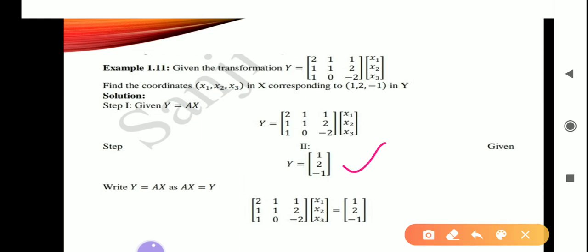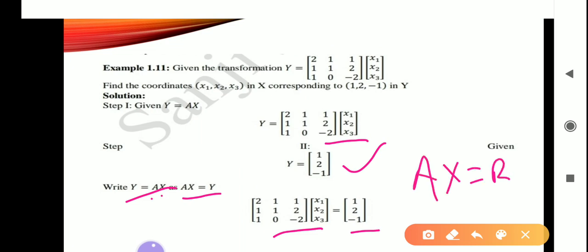So if we write y is equal to Ax as Ax is equal to y, meaning first this matrix, and then y is 1, 2, minus 1. Then this is the same as Ax is equal to B, and we want the x matrix. We have used Ax is equal to B in the non-homogeneous system of linear equations. So how do we find x here using the augmented matrix? Consider the augmented matrix AB, which is the joining of these two matrices. Take the AB matrix and reduce it to canonical form.